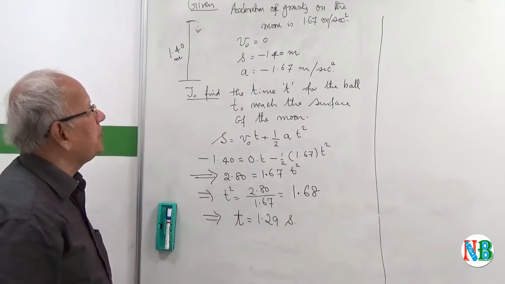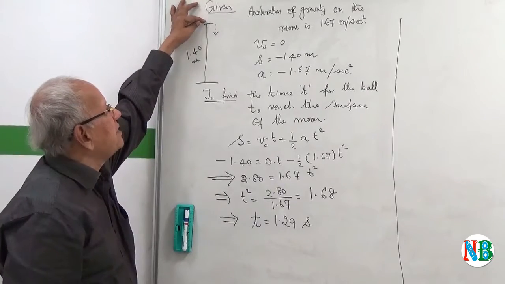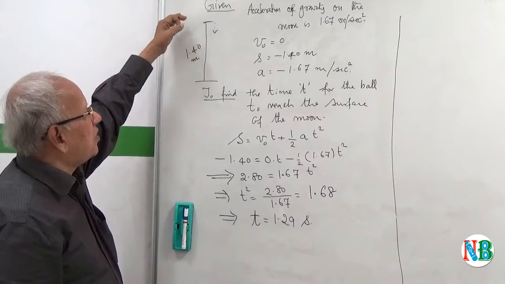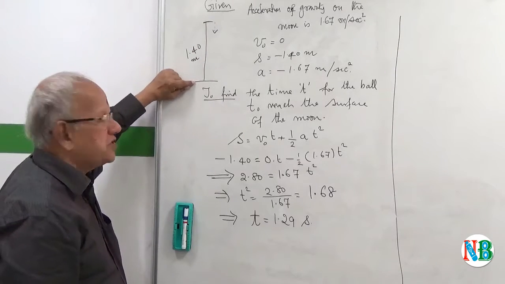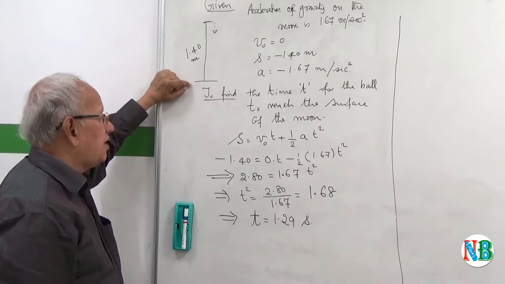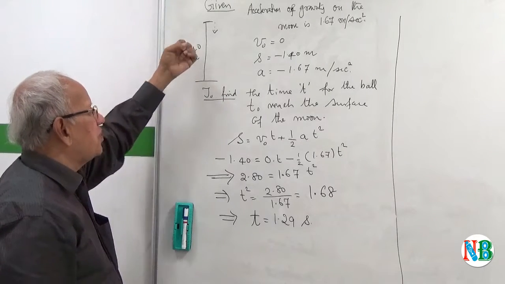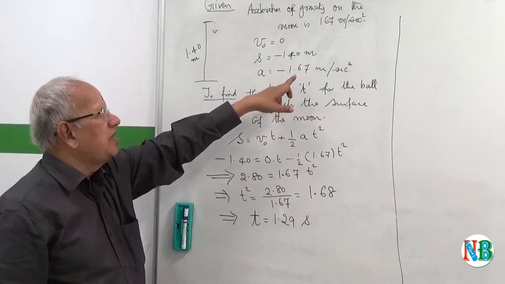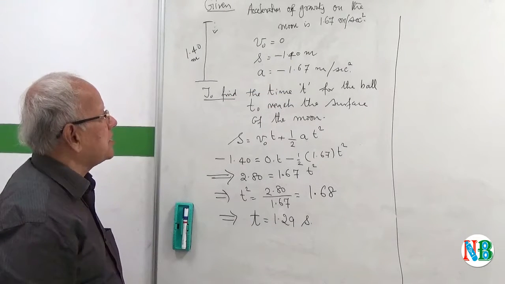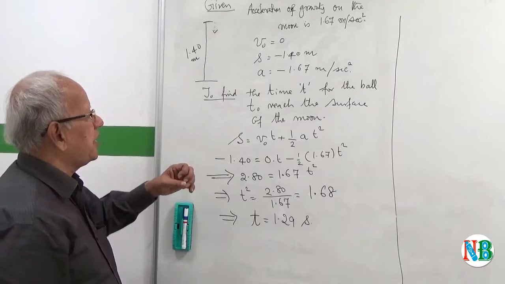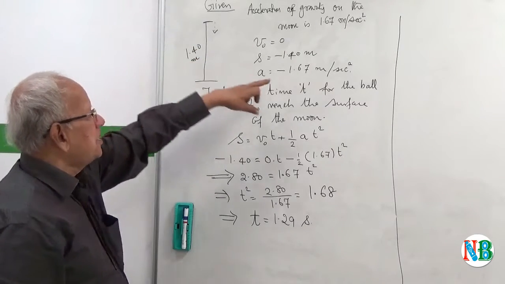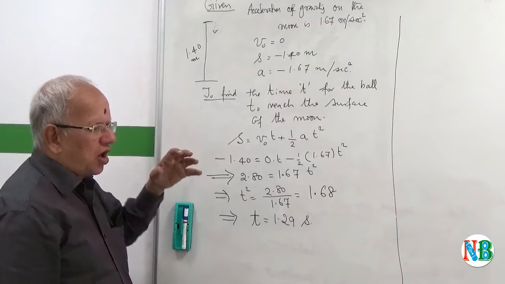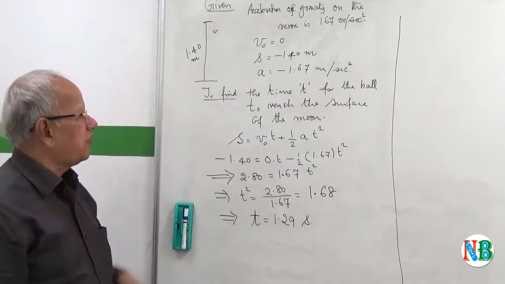So going back to the problem, a ball is dropped from a height of say 1.4 meters on the moon, and it falls and hits the surface of the moon. How does it fall when you drop it? It is because of the gravitational force, and the acceleration due to gravity on the moon is 1.67 meters per second square. It's falling down, so because of the direction, I have taken it as minus 1.67 meters per second square. The question is how much time it takes to touch the surface.